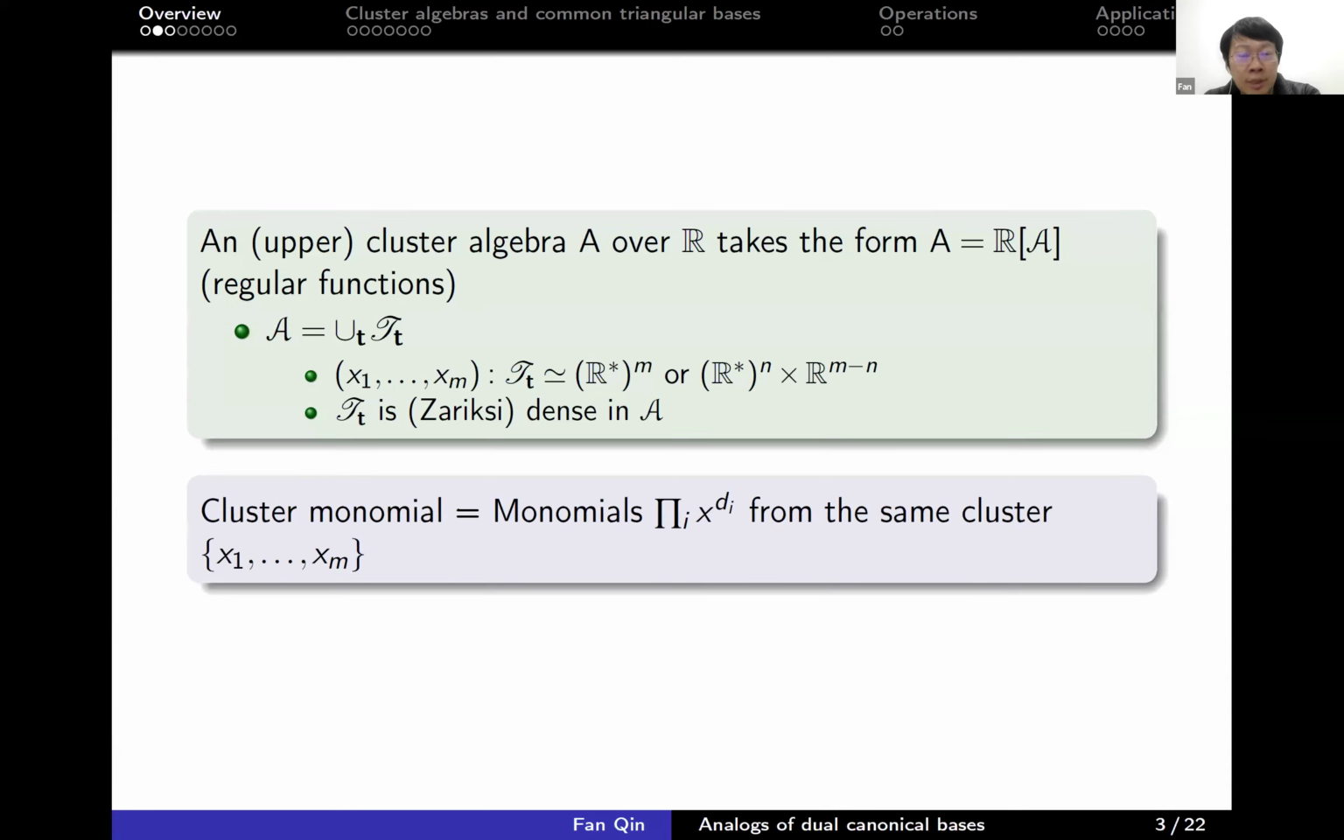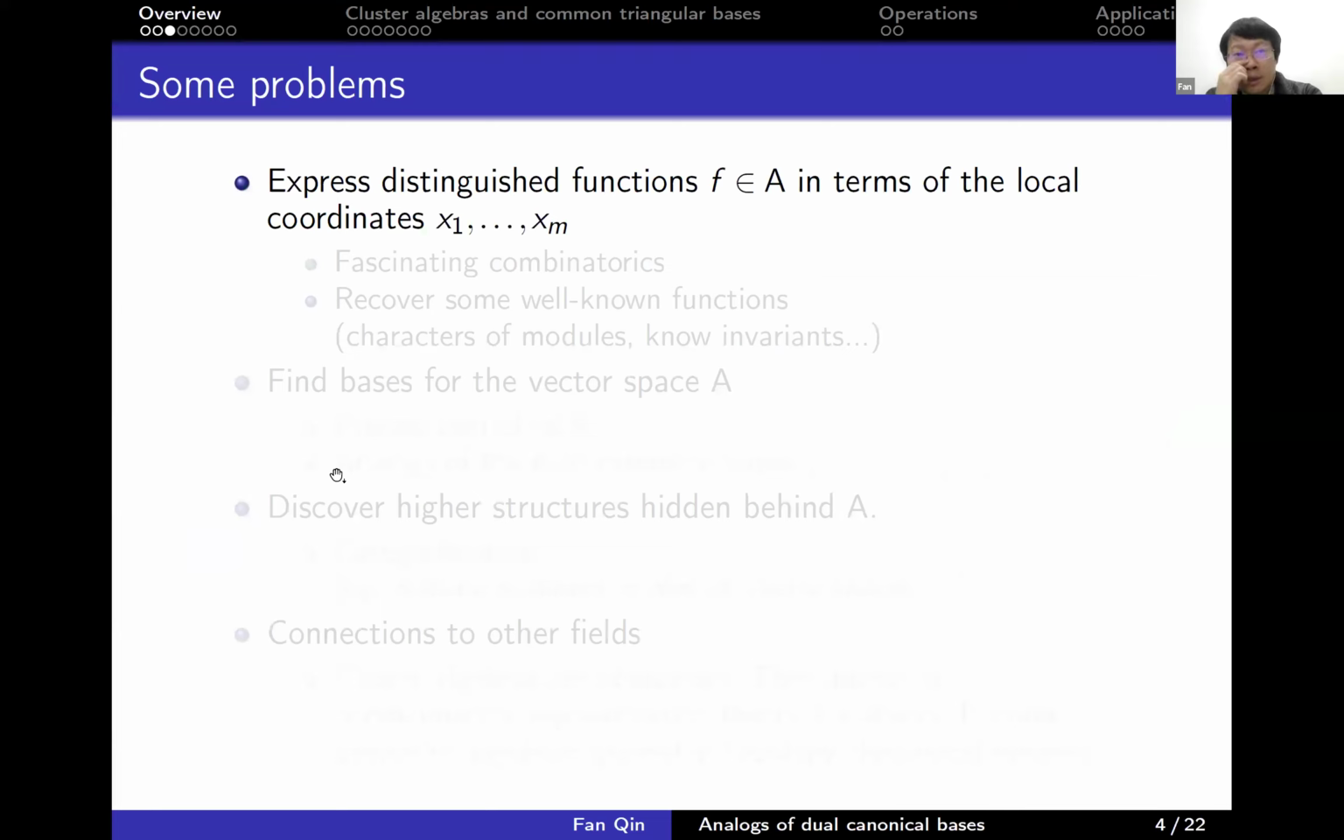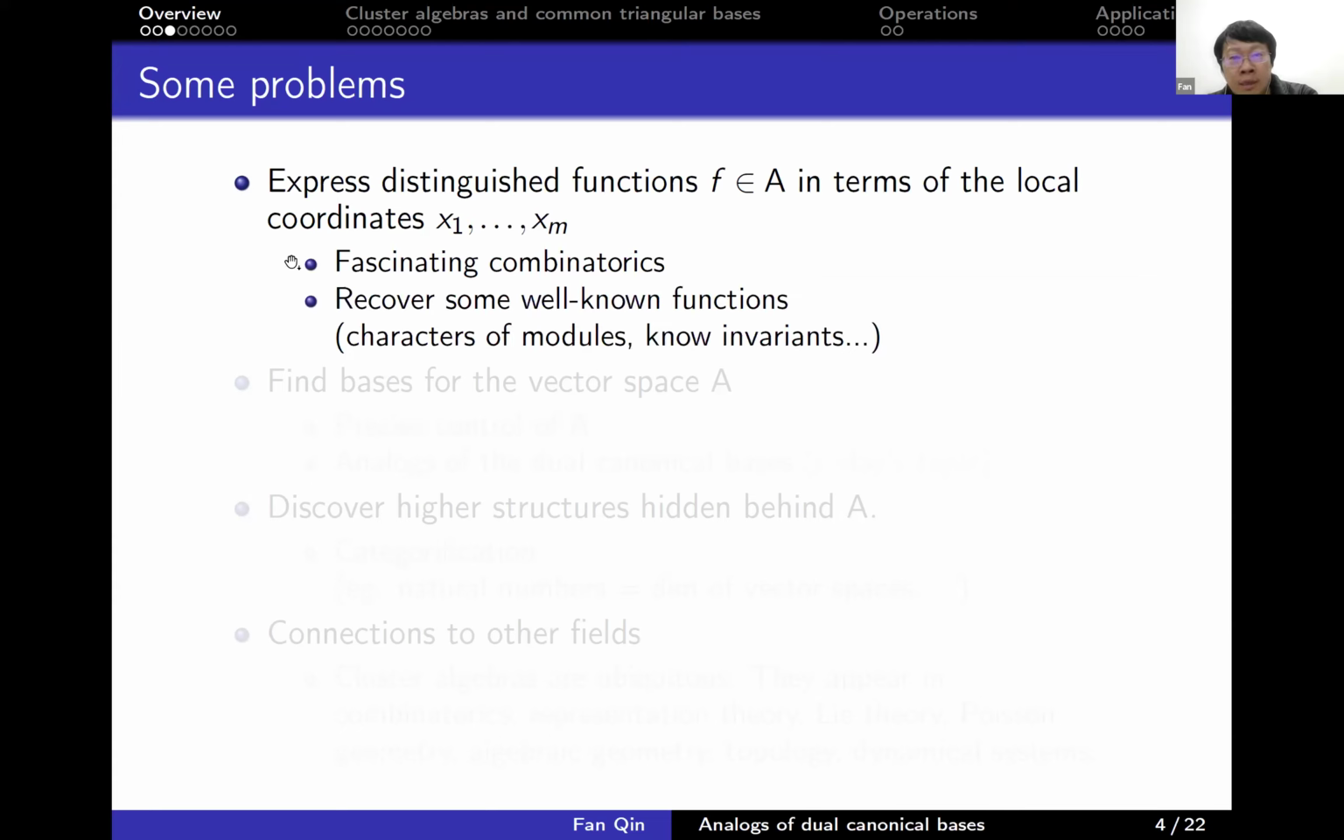So these are the cluster algebras, and now let us consider some natural problems. One important problem in the theory of cluster algebras is to express distinguished functions in terms of the local coordinates. Some functions have very beautiful expressions. For example, this will give you some fascinating combinatorics. And in this way, by taking the local form of these functions, you might also recover some well-known functions, such as characters of modules and, sorry, this is not invariants, some Alexander polynomial, whatever.